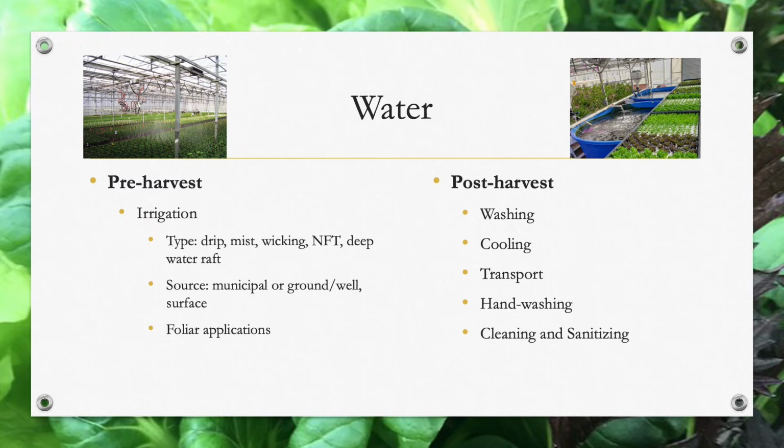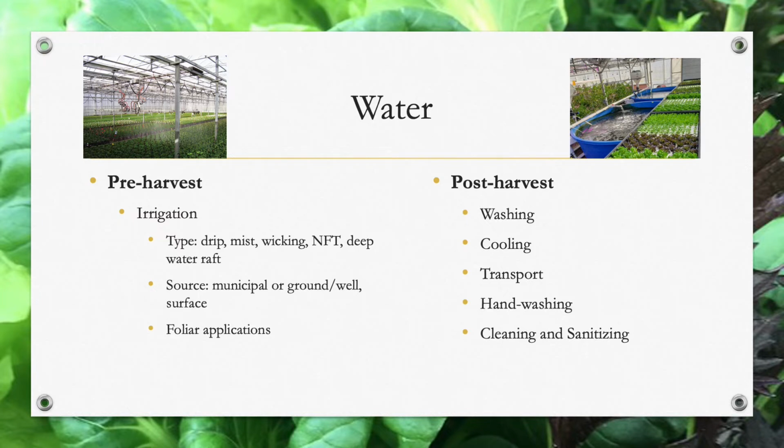But the irrigation methods in which the edible portion of the crop is not contacted are always going to be the lowest risk. So something along the lines of drip, wicking, NFT, or even deep water raft, things where the water is only touching the root system. Something like misting, however, carries a higher risk because you are potentially contacting the edible portion of the crop with that water.